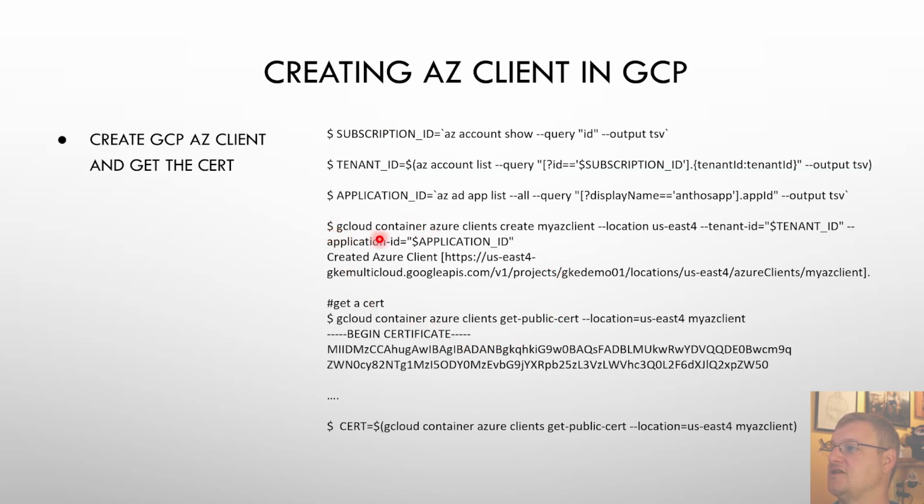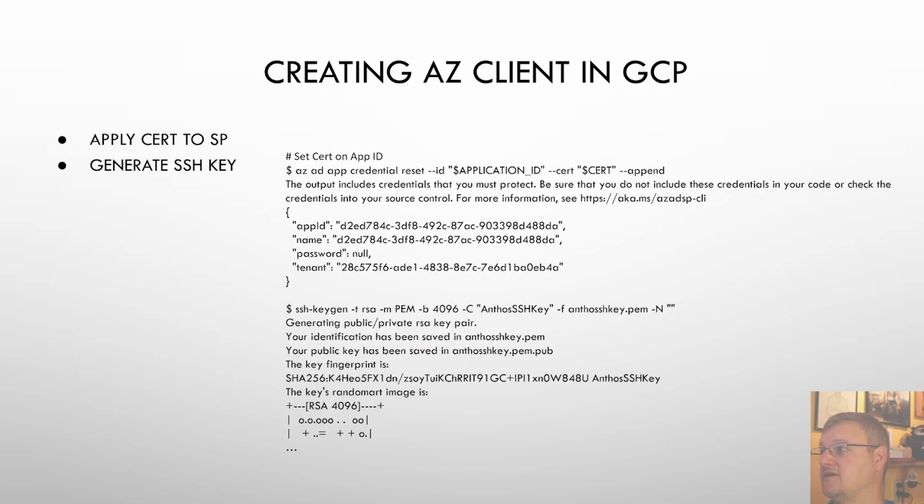Then we do the gcloud container azure clients create my client. And this US East refers to the location in G-Cloud, not Azure. So it's a little confusing because in Azure I use US East 1, but in G-Cloud it's US East 4. And then I create the tenant, the application ID, and then it creates a certificate. So I get the certificate, and then I'm going to need that certificate because I got to patch.